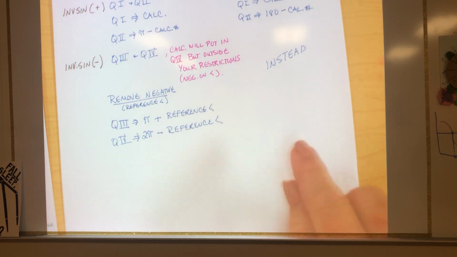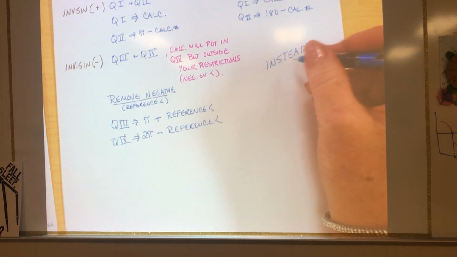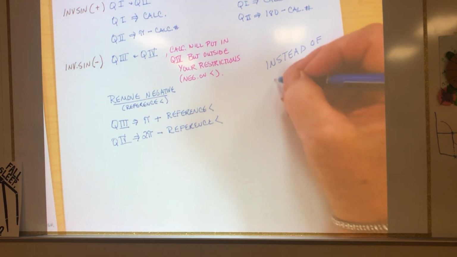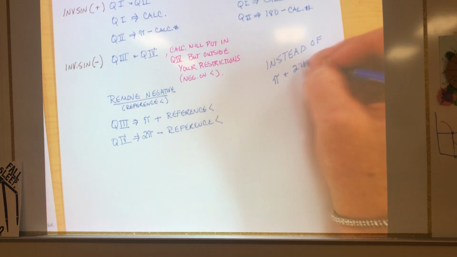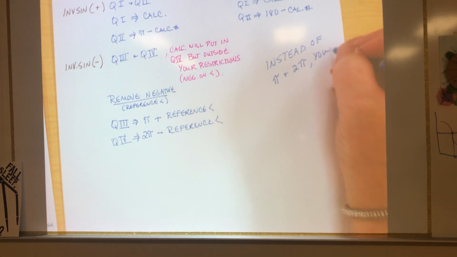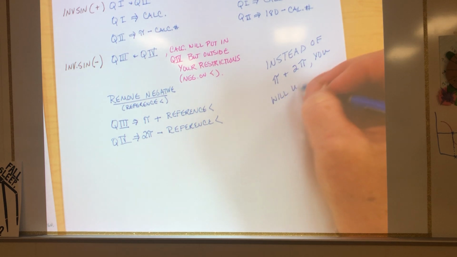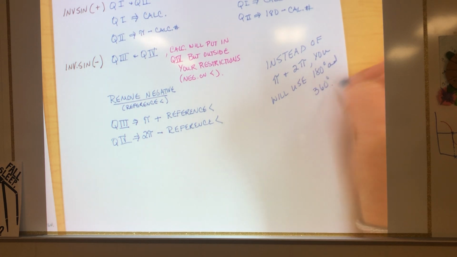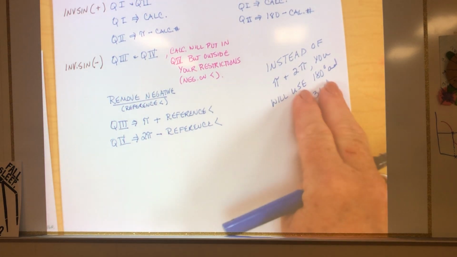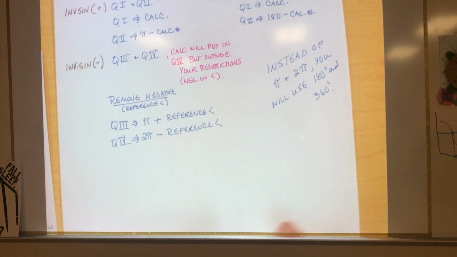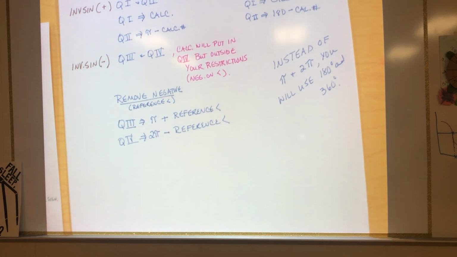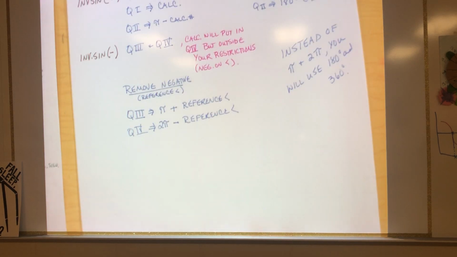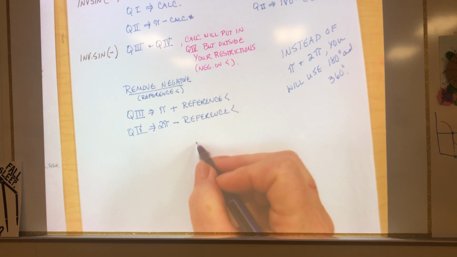I'm going to draw you a picture, and I'm hoping the picture helps a little bit. Instead of pi and 2 pi, you will use what? If I'm in degrees, 180 degrees and 360 degrees. So that's the only thing that's going to be different over here. Now I'm going to draw you a picture. You know how they say a picture is worth 1,000 words. Well, let's see.